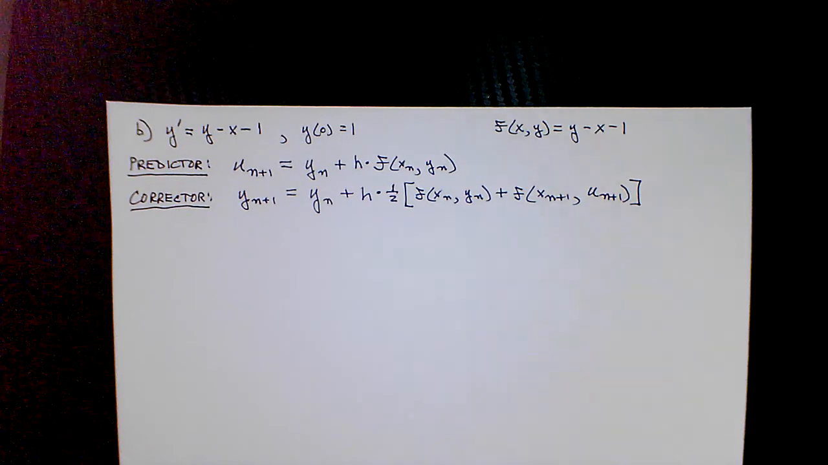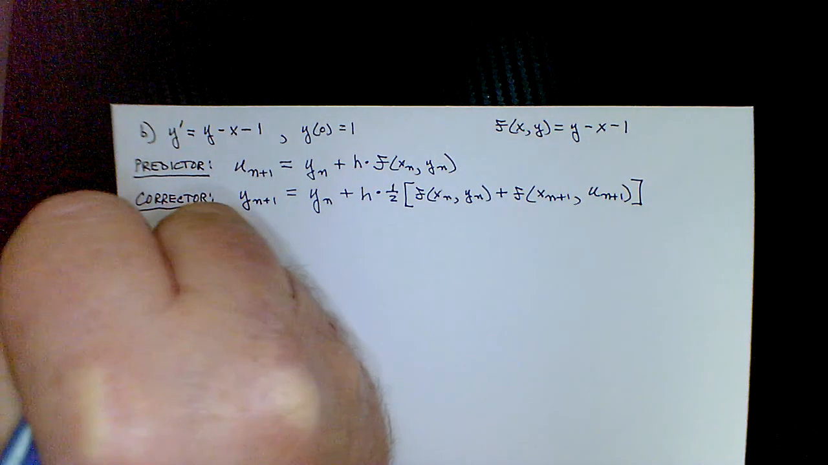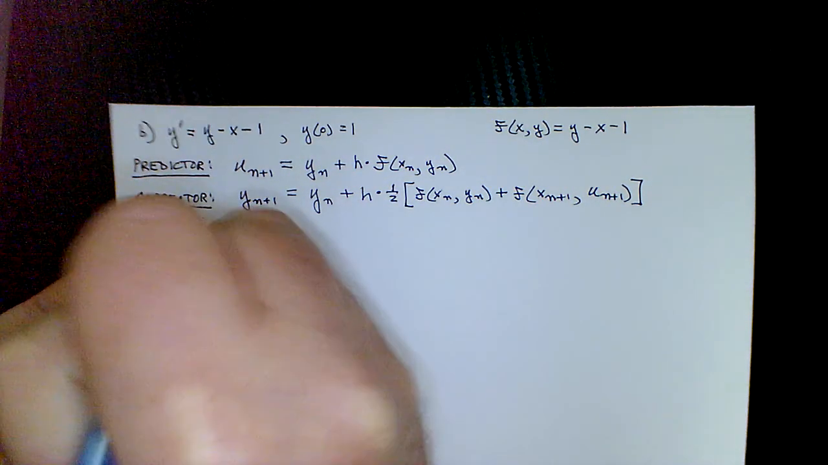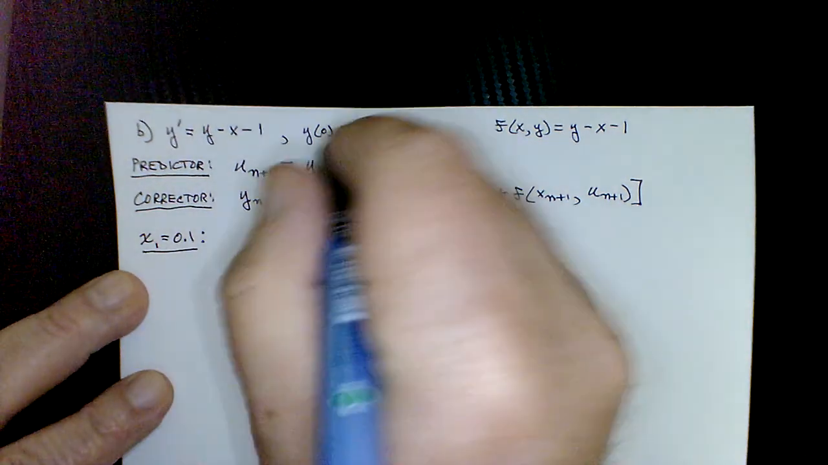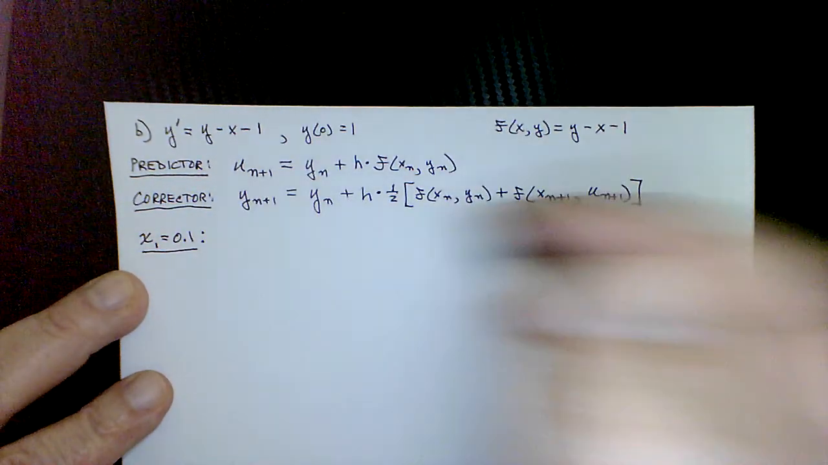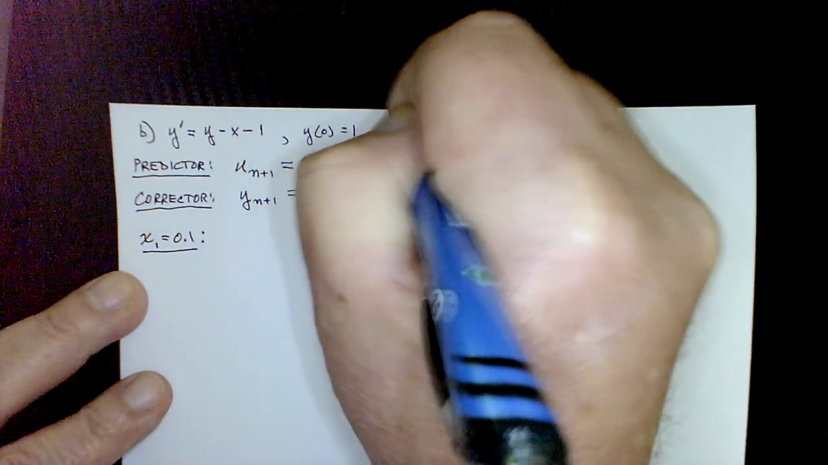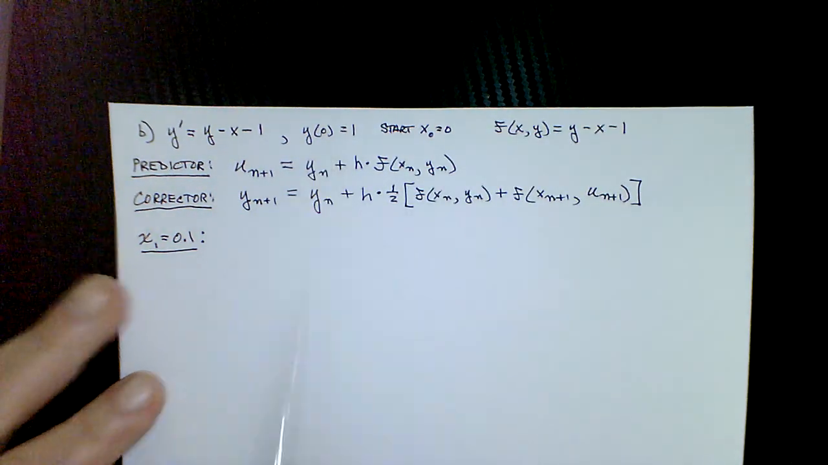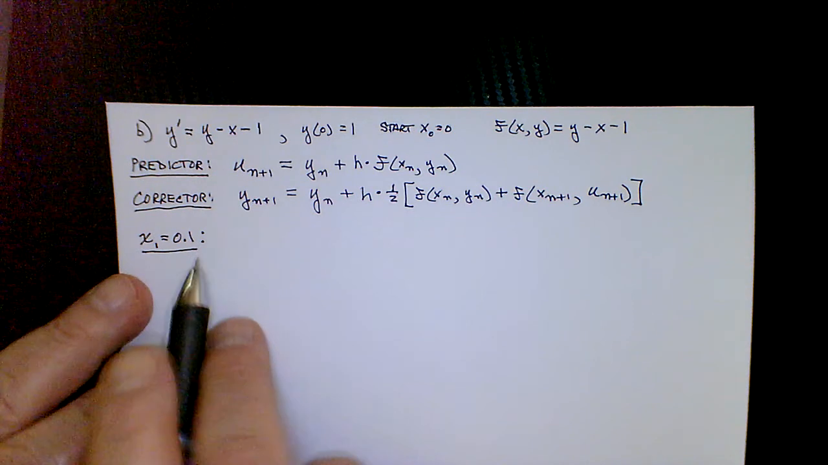So the easiest way to start this, to organize the solution, is to write out where the first step brings us to in terms of x, and that would be 0.1. Because note that x is 0 here, so basically we're starting at x sub 0 equals 0, because y of 0 is 1. So our first step brings us to 0.1.